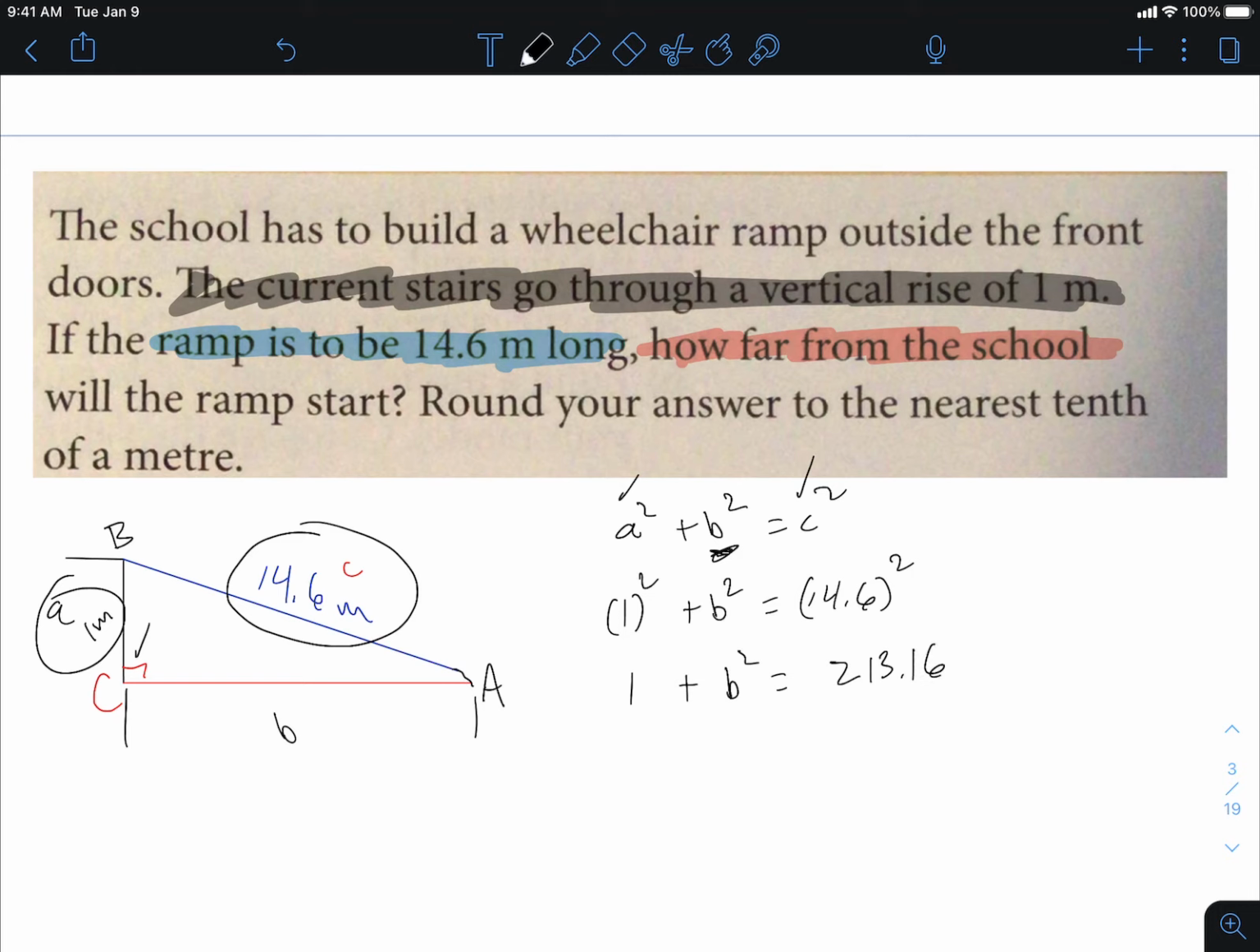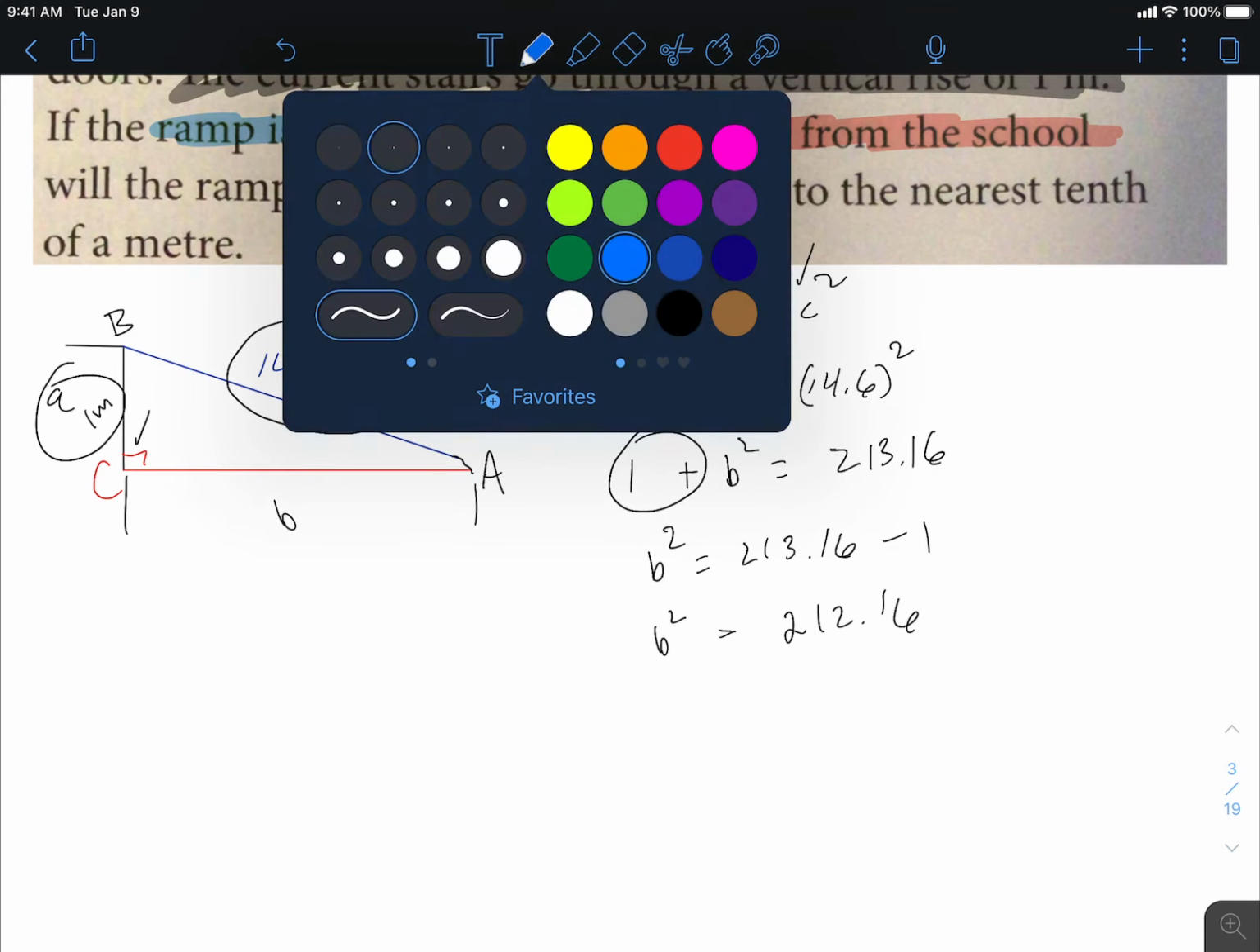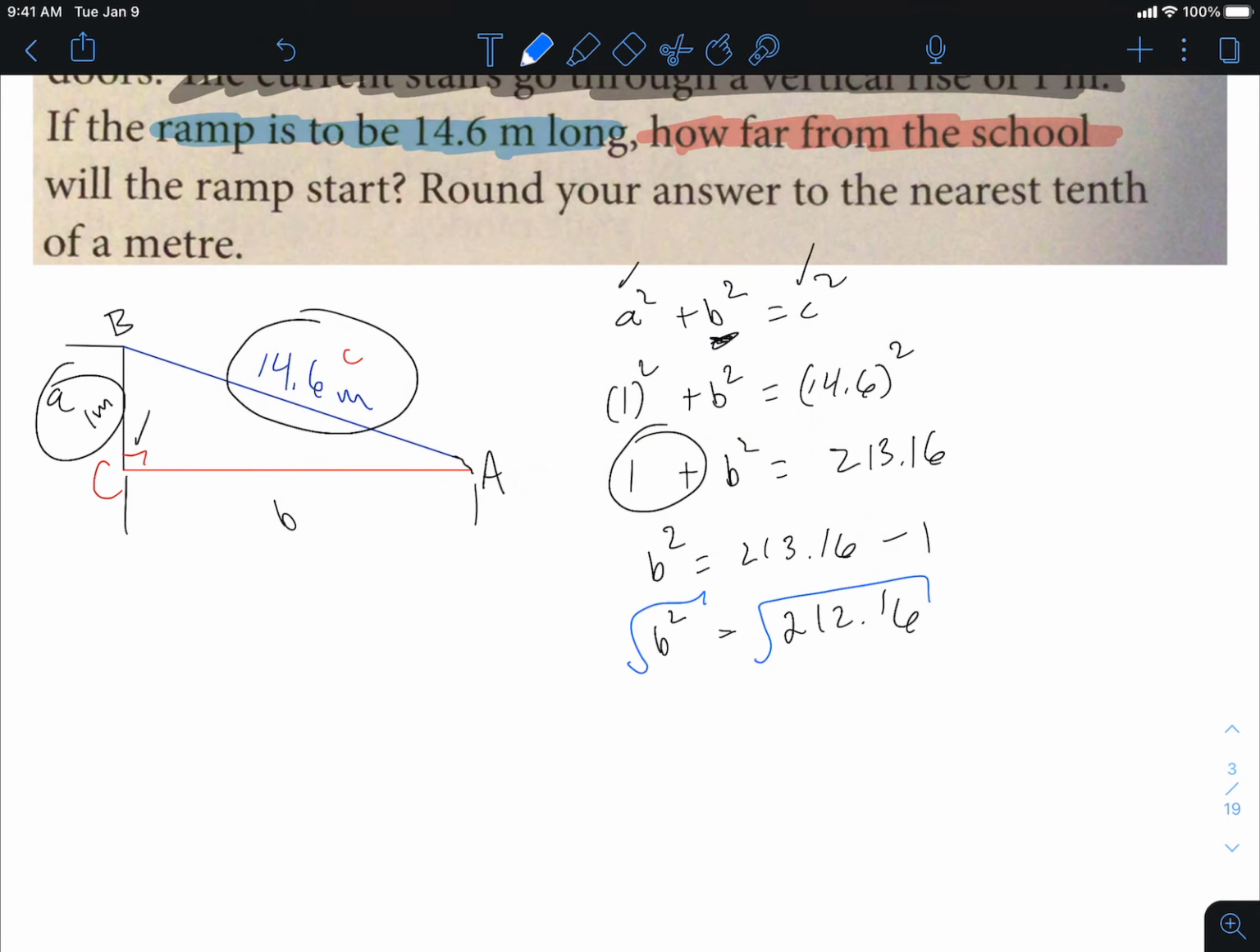So how do I get b by itself? Well, we just deal with the subtraction first, right? We've got to move that over, so it's going to be 213.16 minus 1. B squared is going to equal 212.16. Now we have to square root both sides. So b equals the square root of that, 212.16. You've got to square root that.